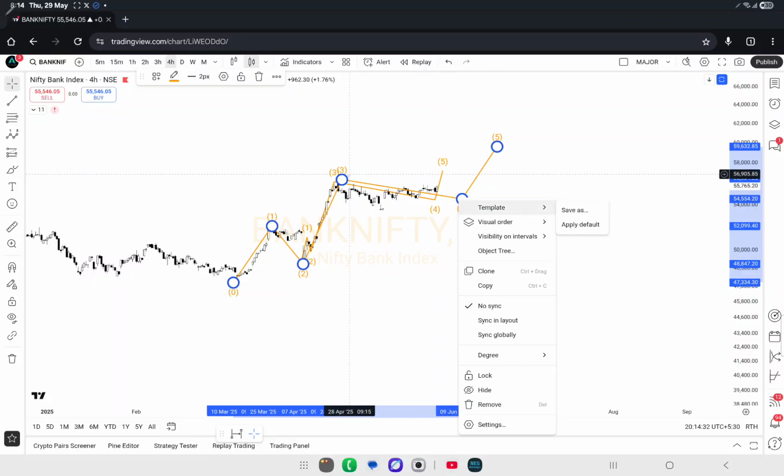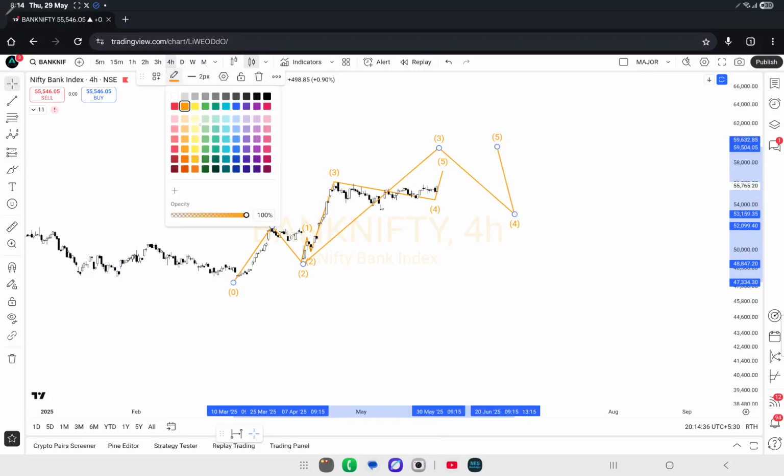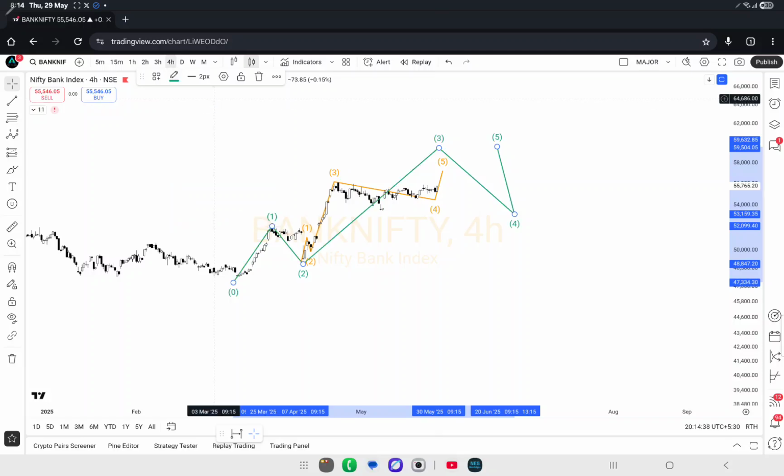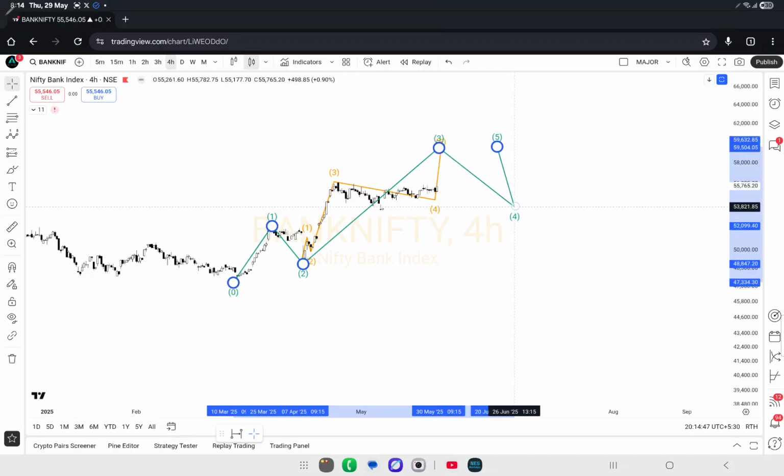After the 5th is done, somewhere around here, the main wave I am telling you, taking it as blue, and the subwaves as the orange color. So when this happens, this 5th will be hit. We will go down again, maybe come down again to 54,000 after reaching, let's say, 59,000, 58,000. Why I have selected this particular 58,000 figure?